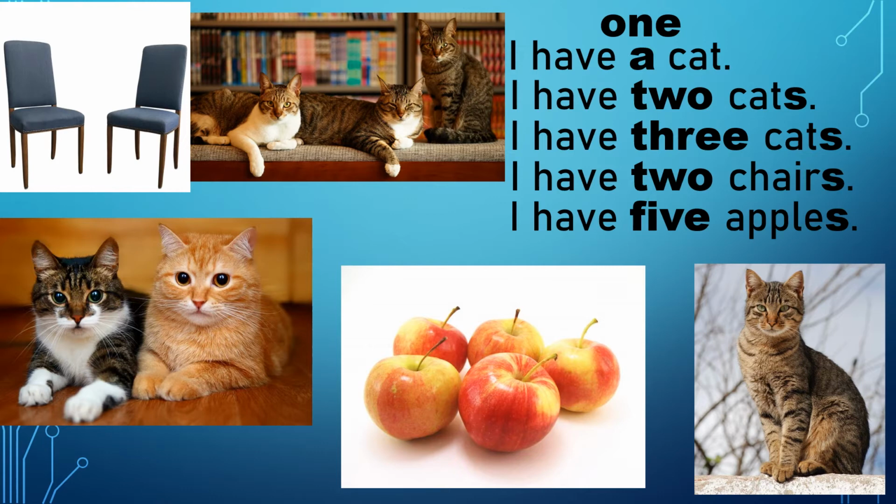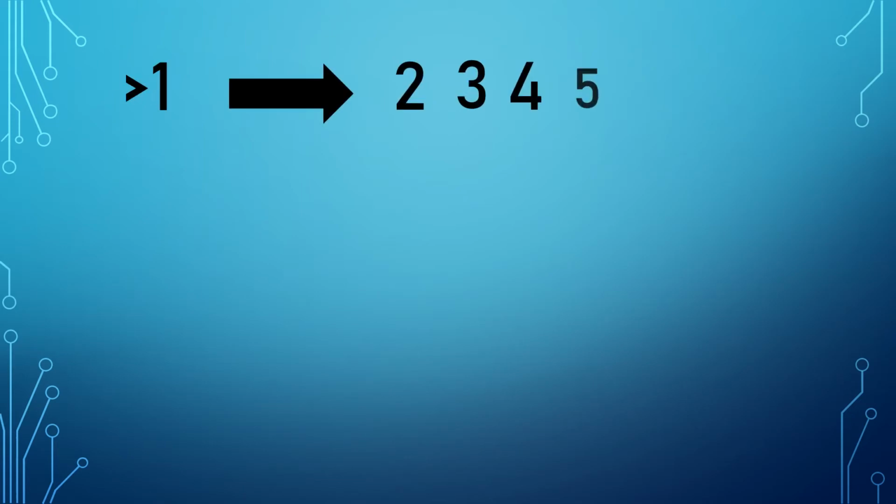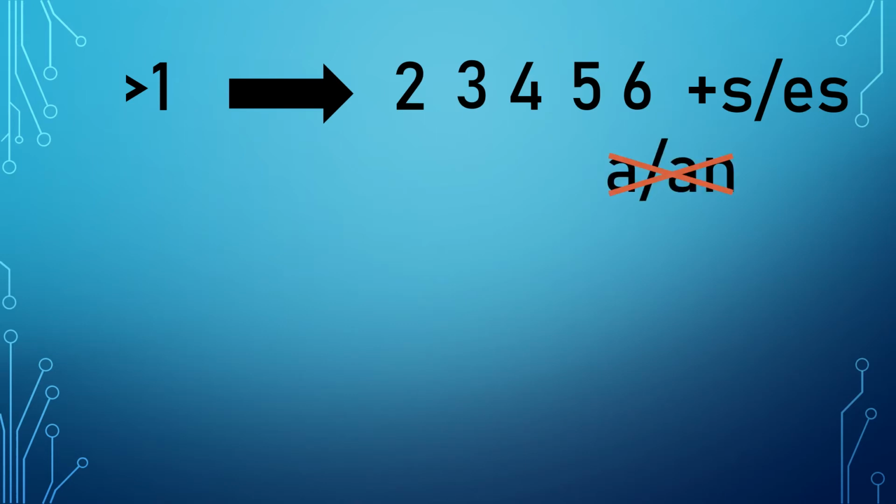When we have more than one countable noun, so for example, here we have 1, here we have 2. If we have more than one, so 2, 3, 4, 5, 6, we need to add an S or an ES. And also notice that we don't need the article in front of the noun anymore. So we cannot use "a books" because the S means there is more than one. So this would not match.